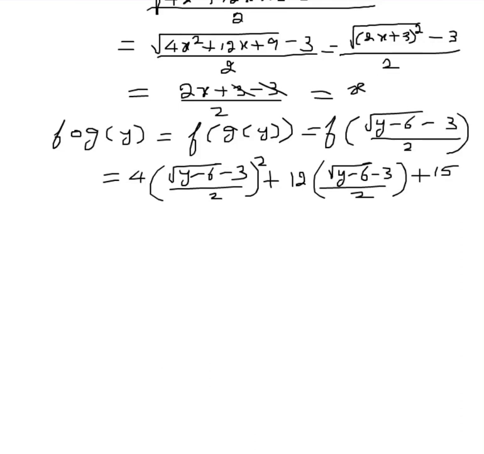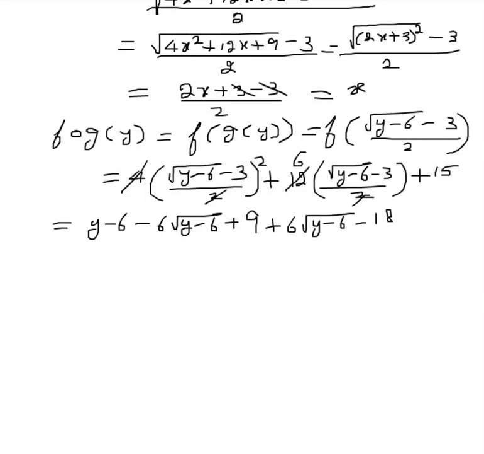This is also easy to simplify. Denominator is 2 square, which is 4. Cancel it. 12 divided by 2 becomes 6. Let us expand using the expansion of a minus b the whole square: a square minus 2ab term plus b square term, and distribute this 6. Y plus 3, and minus 18 plus 15 gives you minus 3. The answer is y.